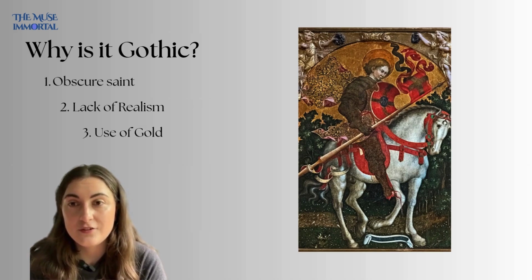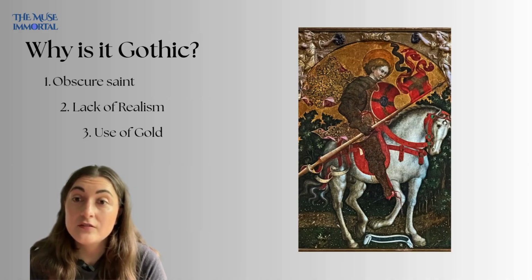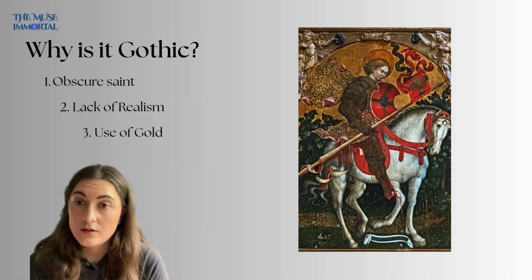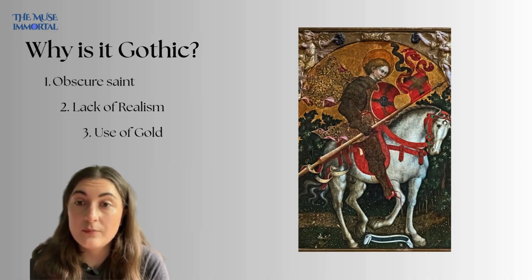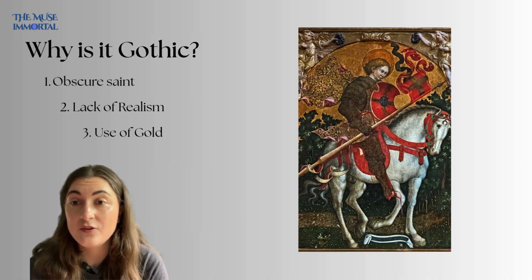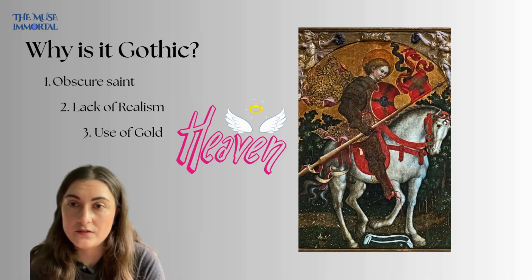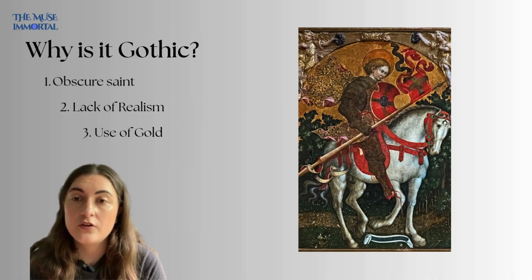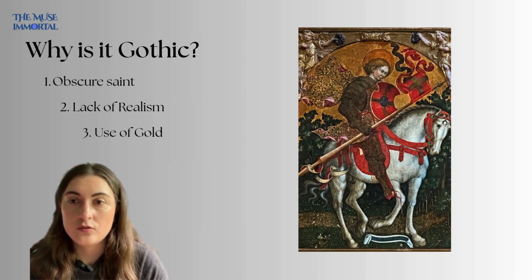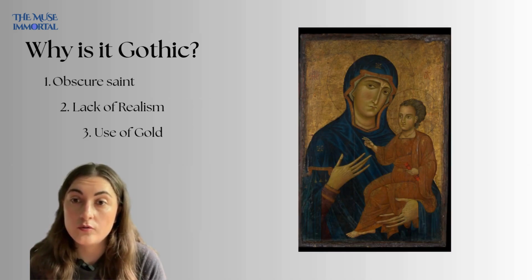And that leads us to number 3. Why is this a Gothic image? Well, it's because of the gold. Now, he has a halo. We know he's a saint. But if you look behind him, again, in the distance, there is a gold skyline. This goes back to our lack of realism, but it's also a symbol that we were supposed to interpret as heaven. So if you see other artworks from the Middle Ages, most of the time they don't really have any sort of background. It's just gold.